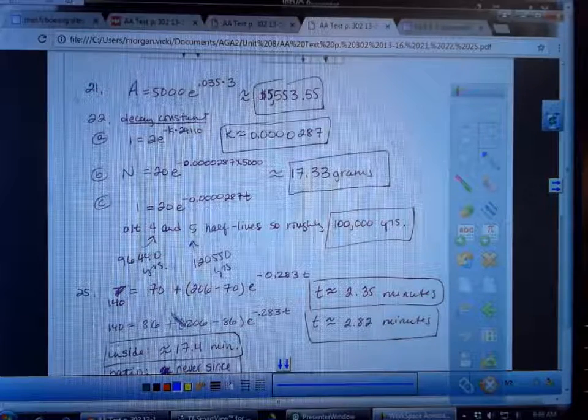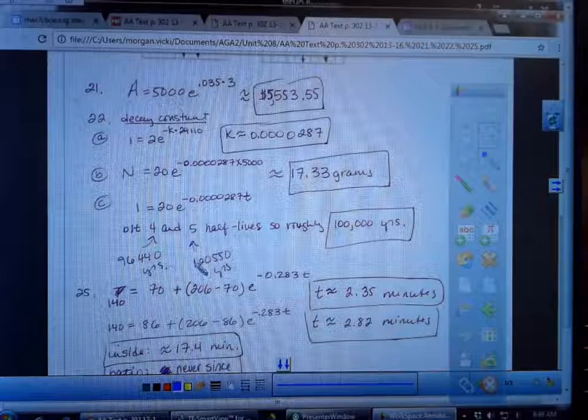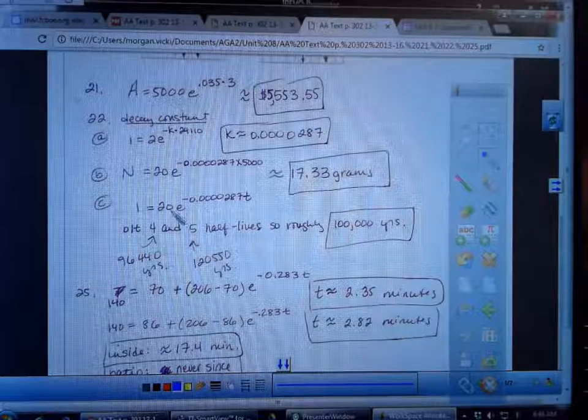25 or anything? Wait, so to find the time in part C, how do you look for the... Okay, you want to do that one real quick?